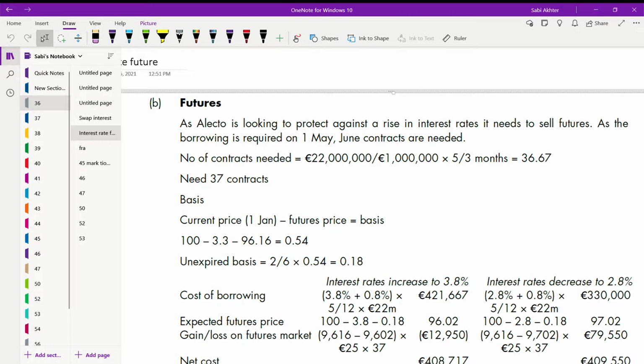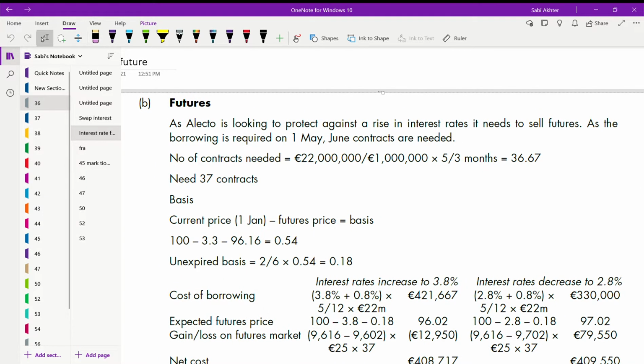So in this video we are proceeding from where we last stopped, at interest rate future, so we are going to start from interest rate future onwards. For an interest rate future, you first have to write the statement whether you are going to sell or buy a future, and which future. If it's a borrowing, you have to sell the future, and if it's a payment, you have to buy. Here you have to sell the future, and as the borrowing is required on 1st May, June contracts are needed.